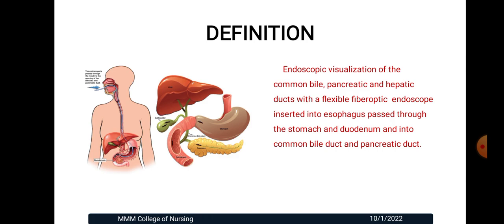Definition. Endoscopic visualization of the common bile, pancreatic and hepatic duct with a flexible fiber-optic endoscope inserted into the esophagus, passed through the stomach and duodenum and into the common bile duct and pancreatic duct.